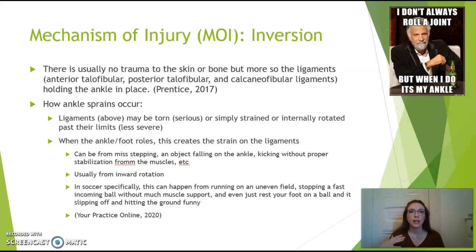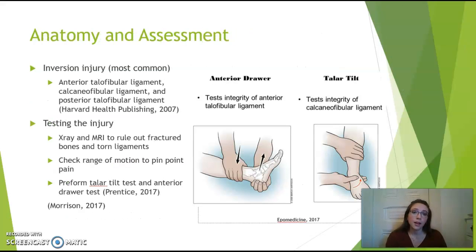In soccer, this can usually happen on an uneven field if there are lumps or divots and the athlete steps wrong and hurts the ankle. Or if a ball is coming fast at the athlete and they stop it with their ankle, but the ankle doesn't have enough support from the ligaments or muscles, that could also cause a sprain. Or it could happen as easily as an athlete setting their foot on top of the ball and it slips off and hits the ground funny. There are all sorts of different grades and ways that an ankle sprain can happen, especially in soccer.